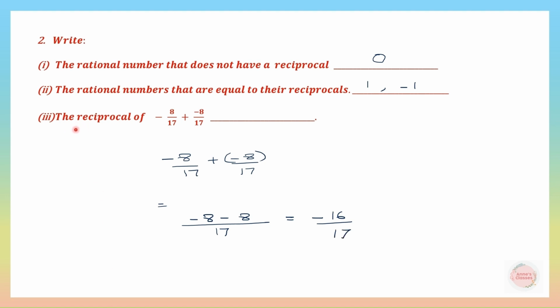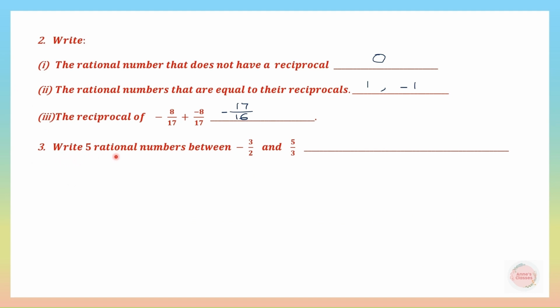Now we have to write the reciprocal of this number. So minus 16 by 17, the reciprocal is 17 by minus 16. Or we can write this as minus 17 by 16. Or we can put that minus sign in the middle and write 17 by 16. All these will be the same. So let's write minus 17 by 16. This is our answer.